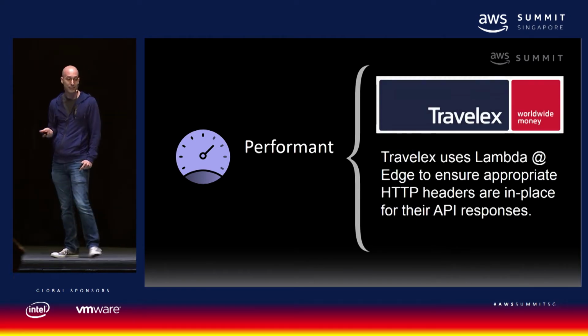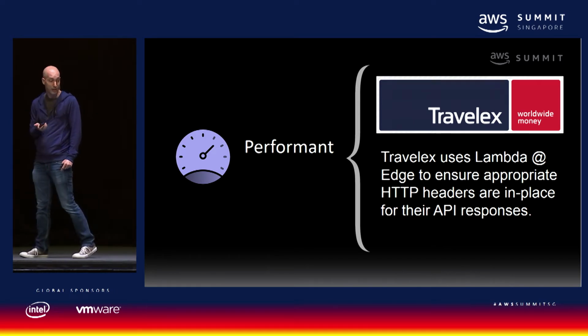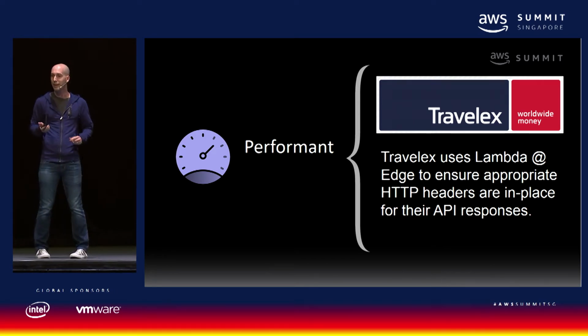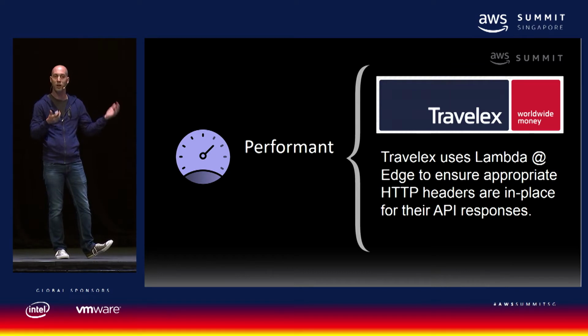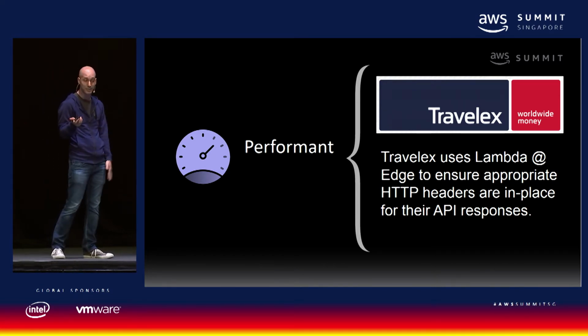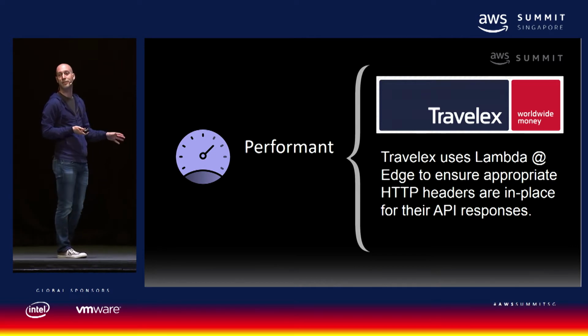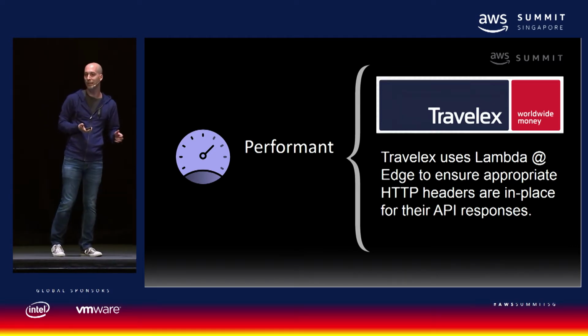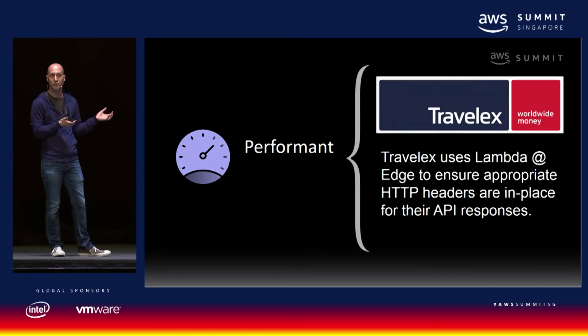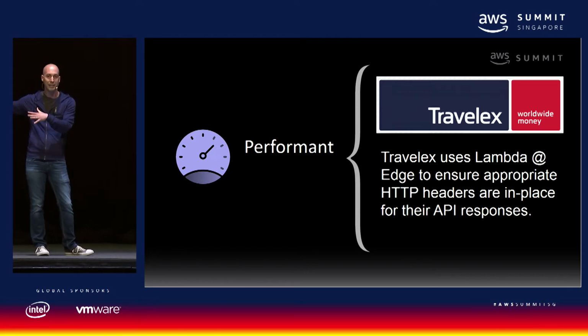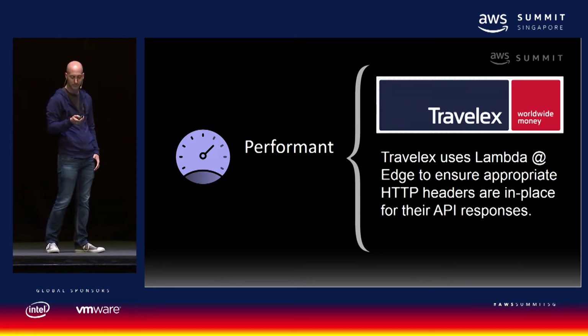TravelX is a company that uses Lambda@Edge. They're a customer of ours also. They use Lambda@Edge to make sure appropriate HTTP headers are in place for the responses to all their API requests. So that way, each developer doesn't have to remember to put a set of important headers on all of their responses. They push that responsibility out to the edge and let Lambda take care of it.